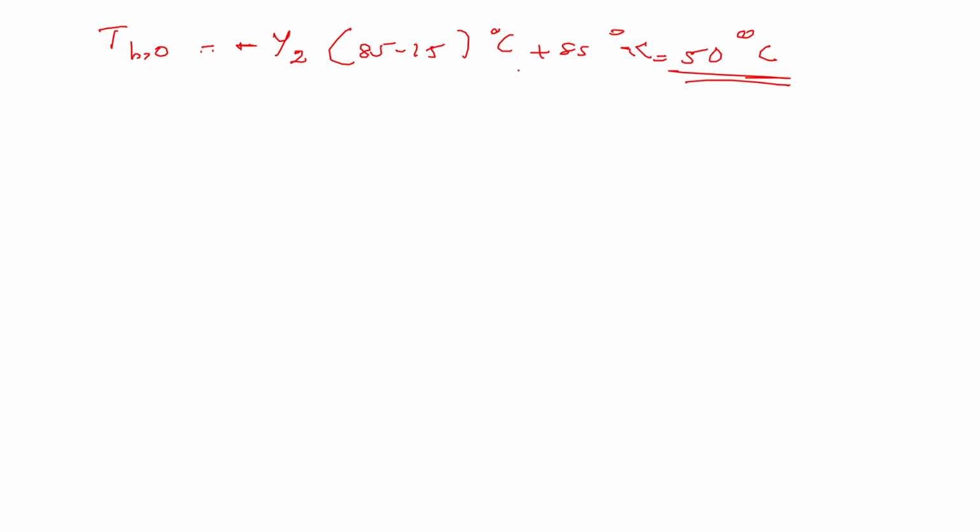Substituting, you will get T_h,o is equal to minus 1 over 2 times (85 minus 15) degrees Celsius plus 85 degrees Celsius. So you will get the answer here, 50 degrees Celsius. So this will be the outlet temperature in counterflow.